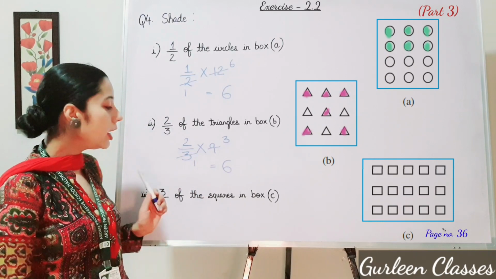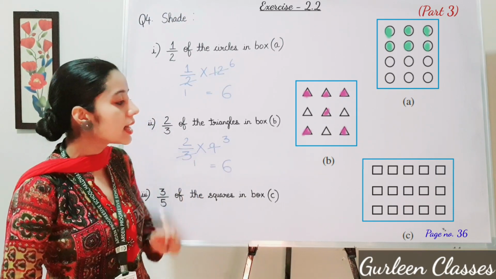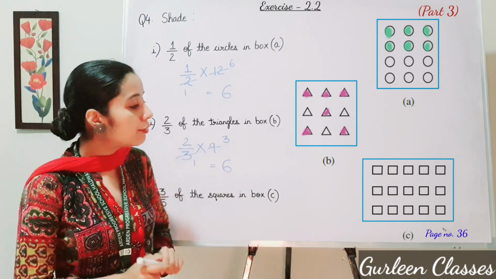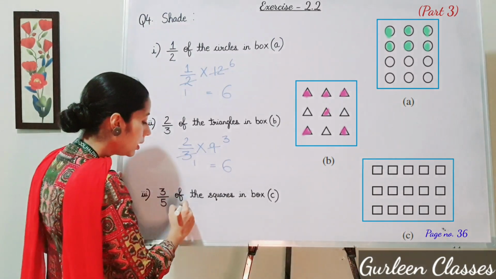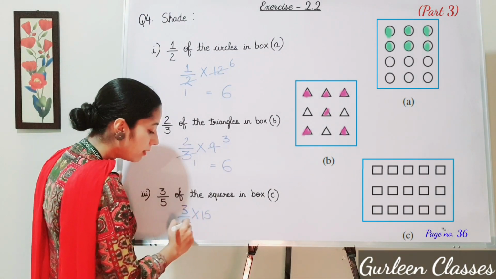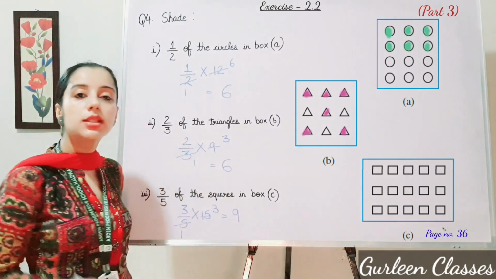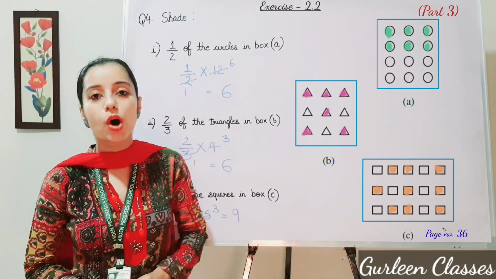Third part, 3 upon 5 of the squares in box C. How many squares are there in box C total? 15. So let us find out. 3 upon 5 into 15. 5 ones are 5, 5 threes are 15. Total is 9. So 9 squares will shade in box C.